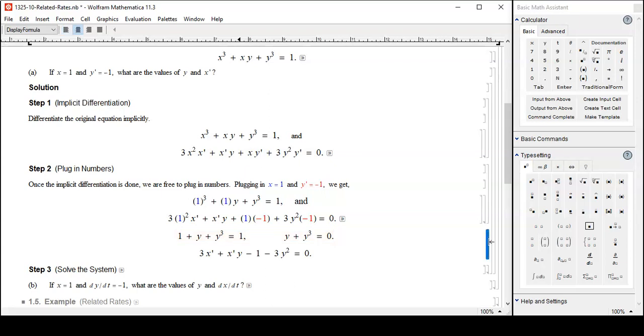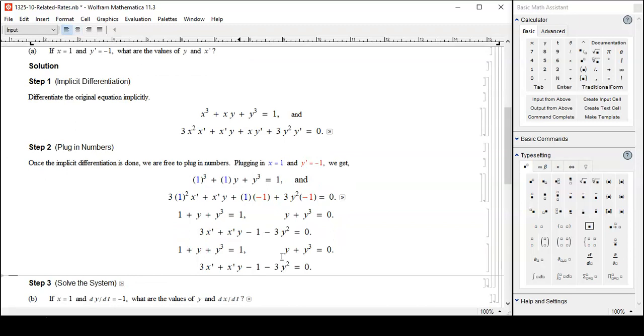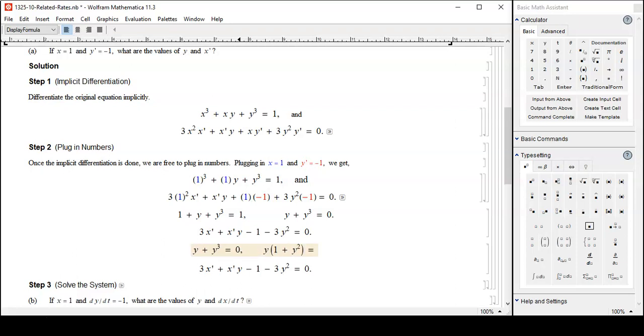Yeah, let's copy and paste, and then let's just go over to the next step. Okay, that's where we are right now, right? Factor y out, 1 plus y squared equal to 0. That's what you have right now. Factor y out, 1 plus y squared.